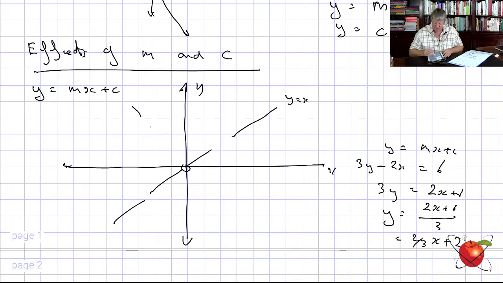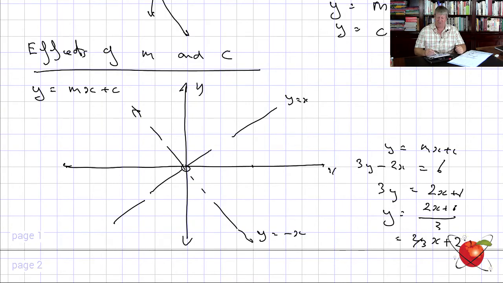Going at the other side, that is the line y equals minus x, okay? Those you did last year, but really you should easily be able to see that if I plot, for example, 4, y is minus 4 if x is 4, and y is 4 if x is 4. It's the simplest straight line of the lot.